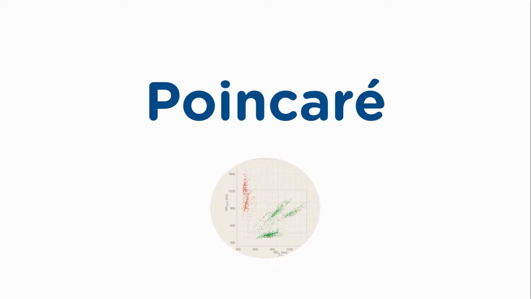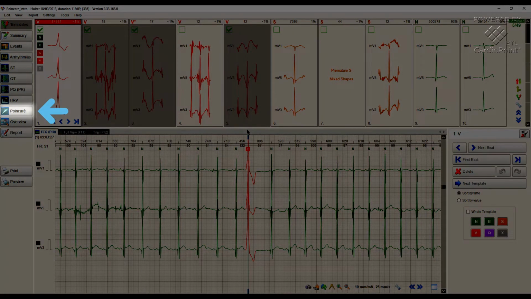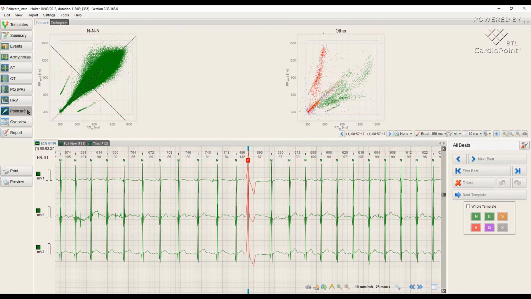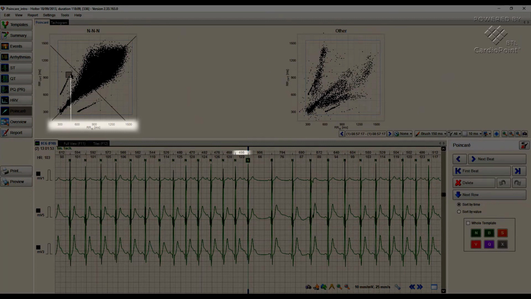The next tool we will discuss is Poincare. With the help of Poincare, we can find out in a matter of seconds whether there are extrasystoles, arrhythmias, or pauses in the signal. The principle of operation is as follows. Each point is a single heartbeat, and its position on the graph is determined by the RR distance with the preceding and following heartbeats.